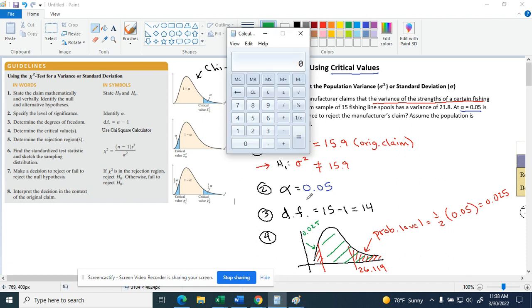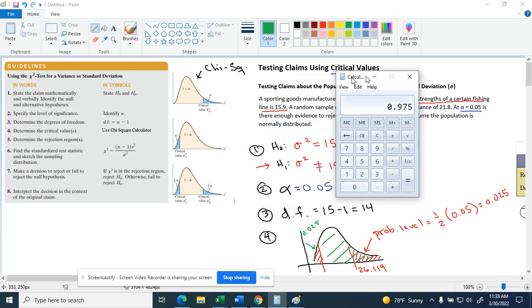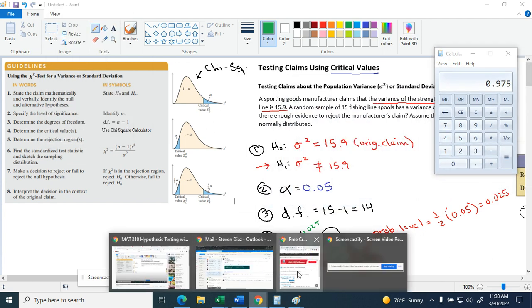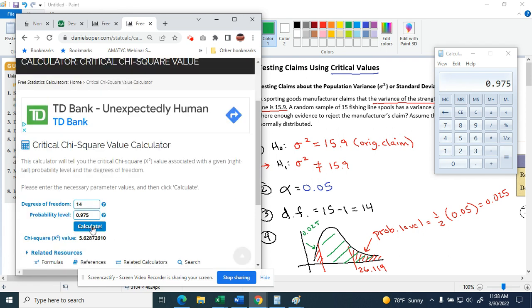Now the whole curve is 1, because we're working with probabilities. The biggest value you can have is 1. And I'm going to subtract, because I want everything to the right of that shaded tail on the left, 0.025. And you can see I got 0.975. That's the number that I'm going to put in the calculator here for the p-value, 0.975. And when I click calculate, the number that I get here is my critical value.